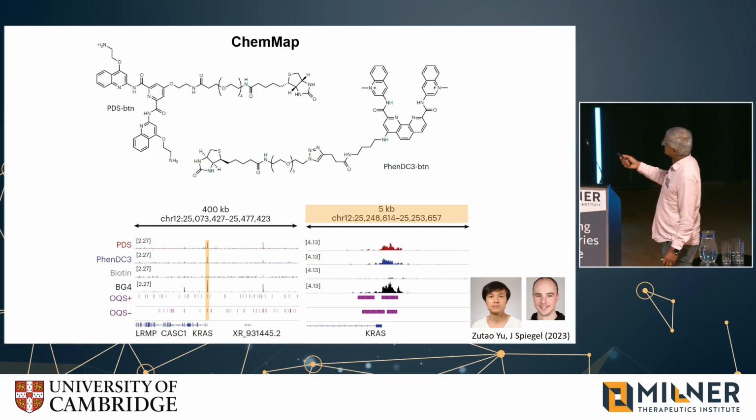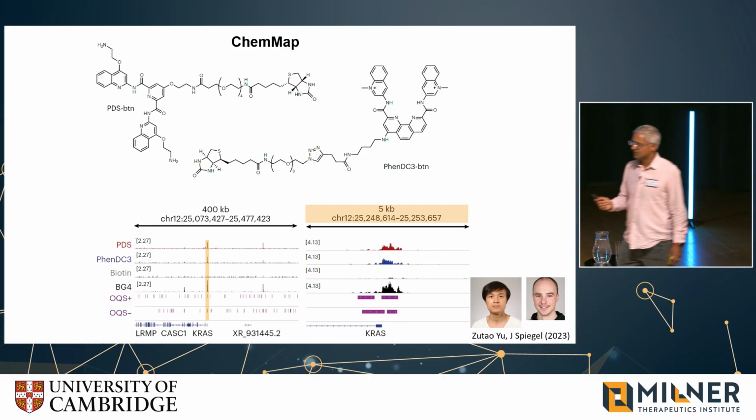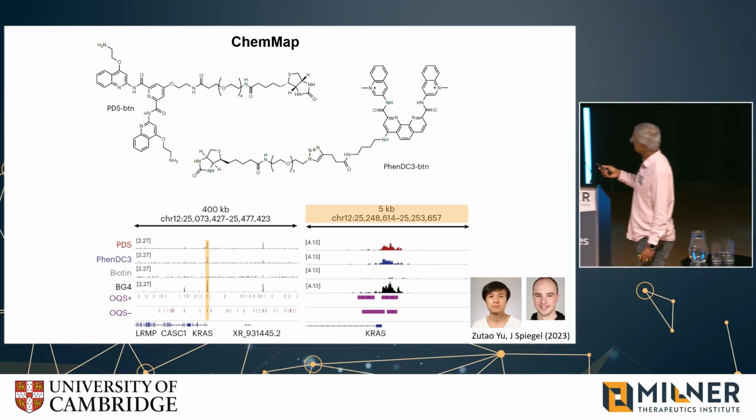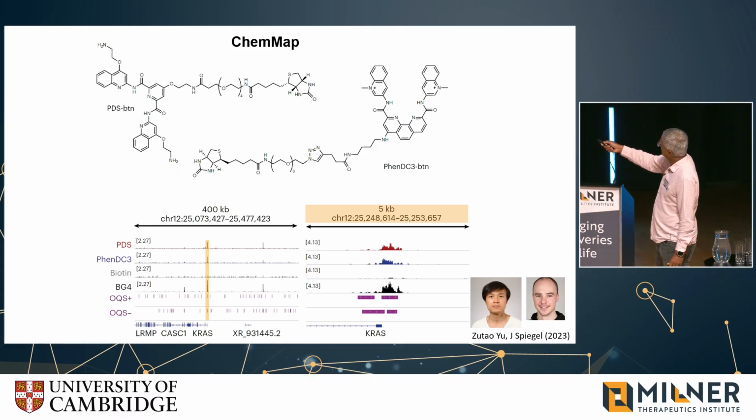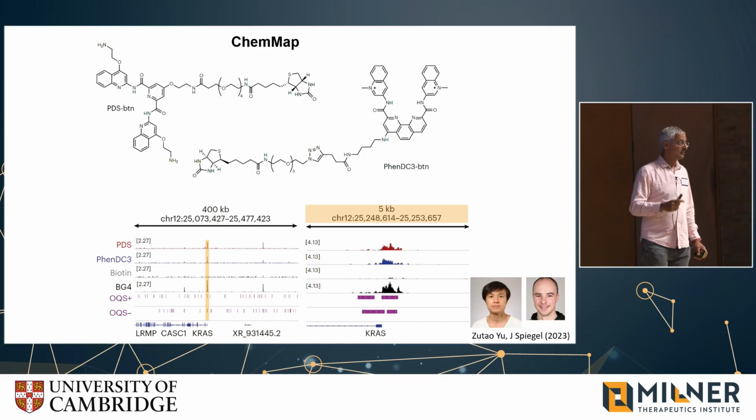I just want to throw this in because I'm a chemist. I spend part of my time in the chemistry department and part of my time at the Cancer Research UK Cambridge Institute. Here are a couple of non-drug molecules, probe molecules, that bind to quadruplexes. We developed a technique, this is Zutau and Jochen, for detecting where small molecules bind in chromatin.